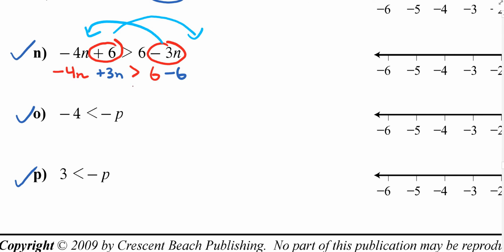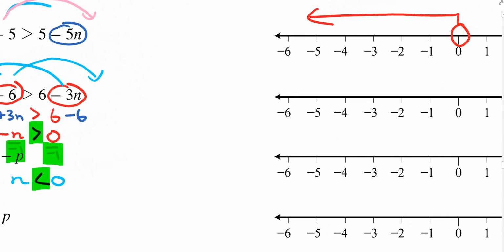Okay, so if I continue solving the problem here, this will become 0, and this will become negative n. And you divide both sides by negative 1, so that becomes an n. This becomes 0. 0 divided by anything is 0, and then you just flip the sign because you're dividing by a negative sign, right? So that sign flips. So n is less than 0. So ironically, it's the same answer. n is less than 0. So we shade to the left-hand side.